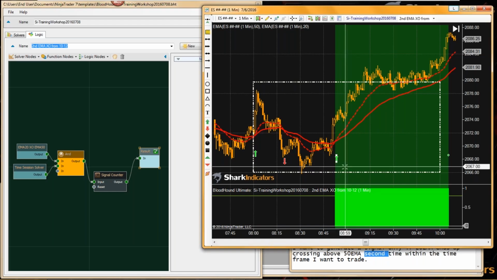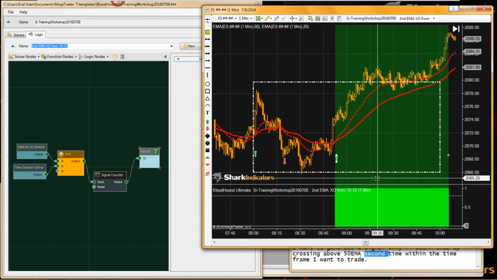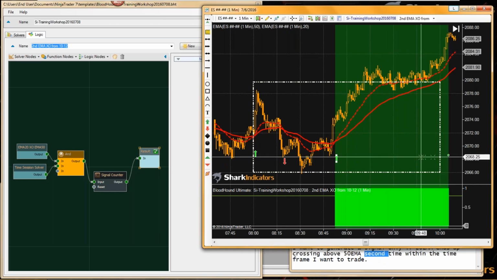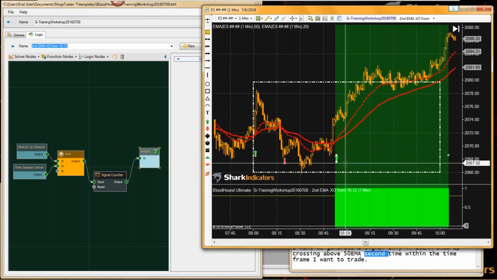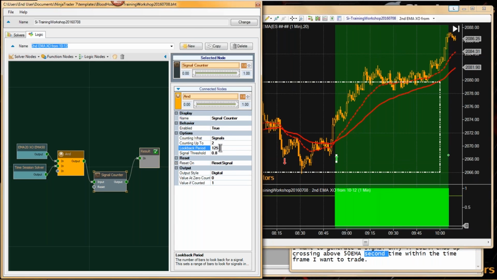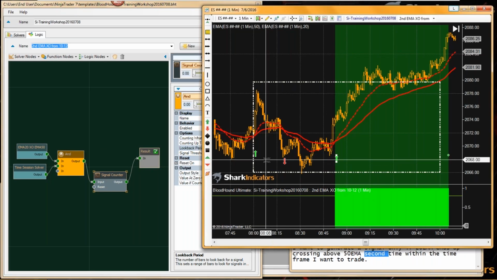And so that's why we get so many of these long outputs here, the green outputs, because remember the signal counter is looking back 125 bars. So every bar we step forward, the signal counter looks back 125 bars. So we get this long continuous stream of long outputs because it's always finding these two long signals here.